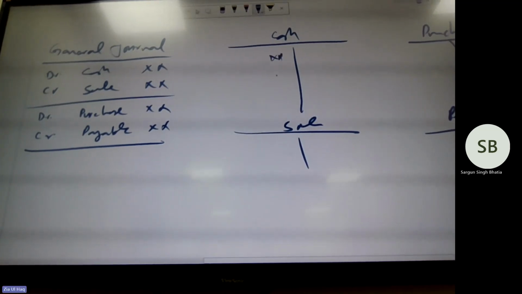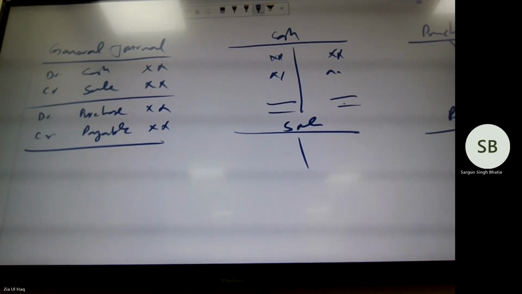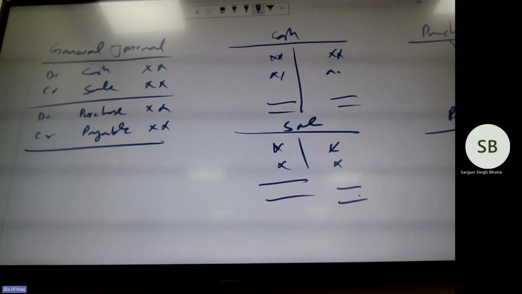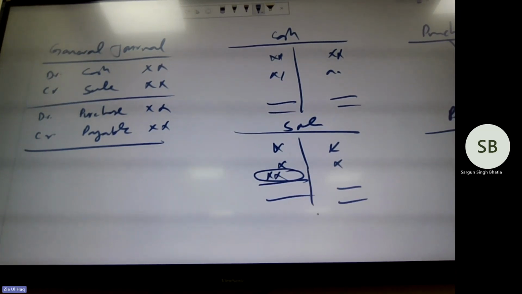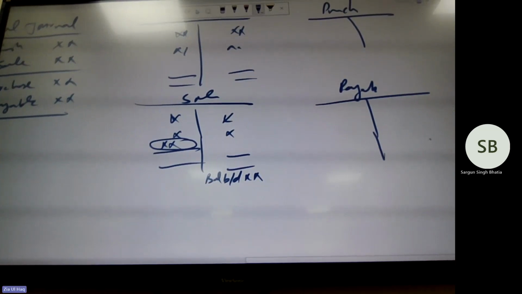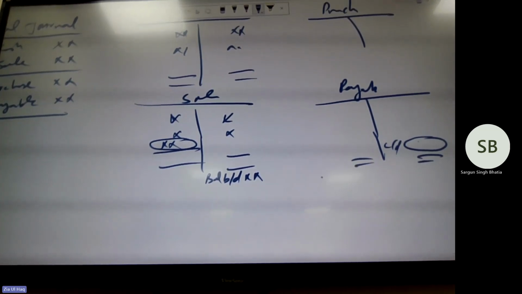So we record amounts here, here, here. Then we tally the ledger. If the balancing figure appears here, we call it a credit balance, balance brought down. If the balance comes here as a balancing figure carried forward, we call it a debit balance, balance brought down here.